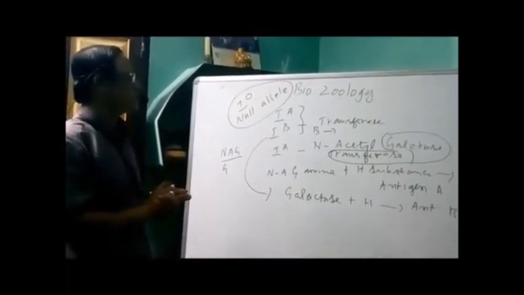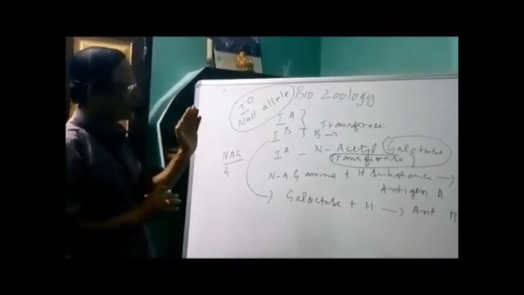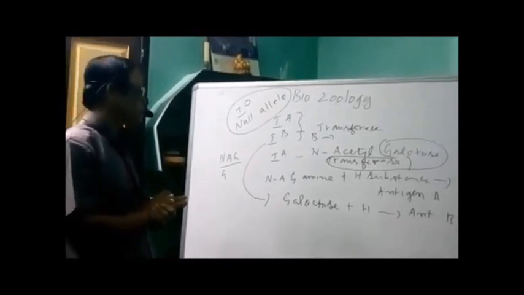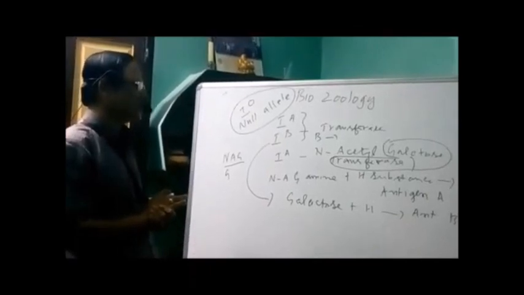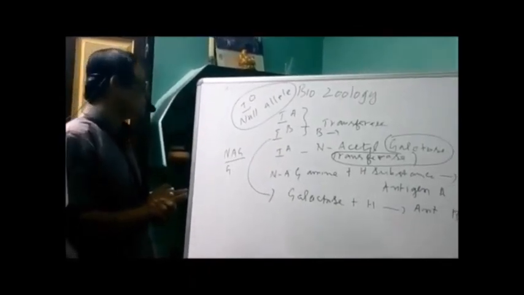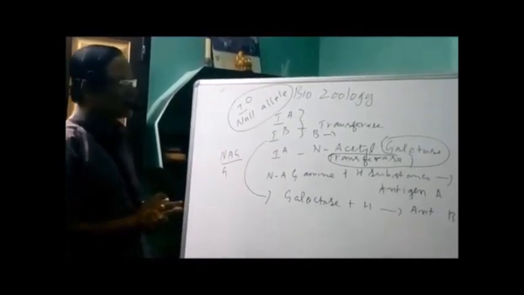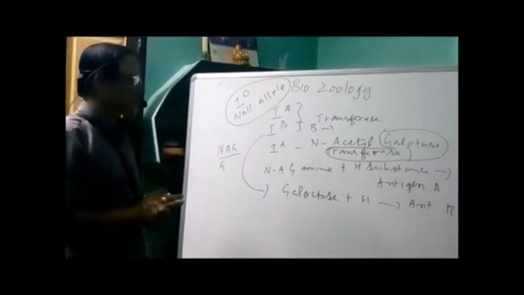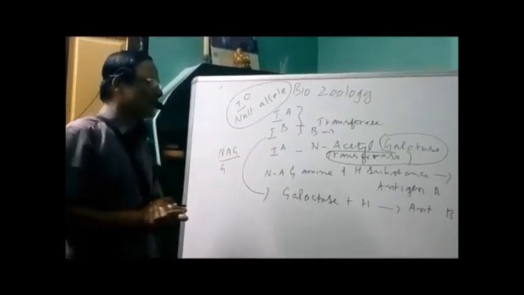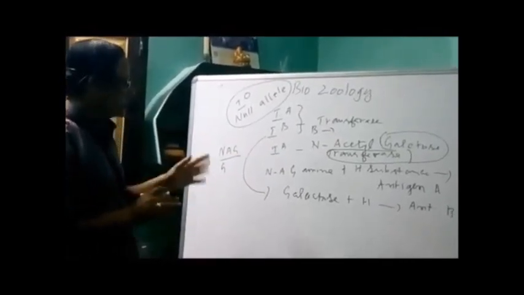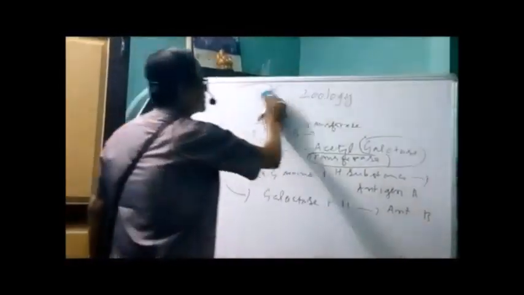So this is what we call the genetical basis. The main idea here is that the alleles are responsible for the production of a particular enzyme, and those enzymes are responsible for transferring a particular substance to H substance to form antigen A or antigen B. And the O allele doesn't have the ability to produce a transferase enzyme. So there is no transfer of N-acetyl galactosamine or galactose to H substance. So there is no formation of any of the antigens. So this is the genetical basis for the ABO blood system.